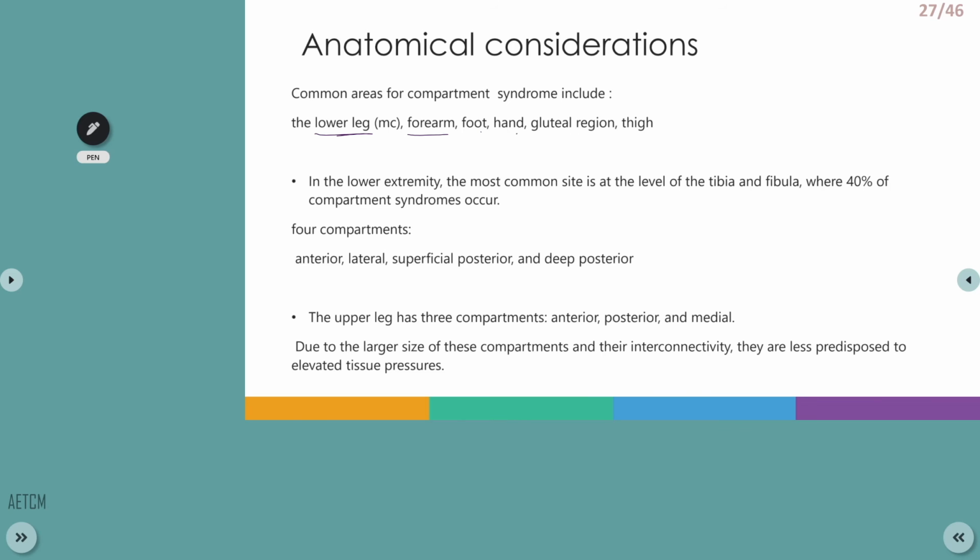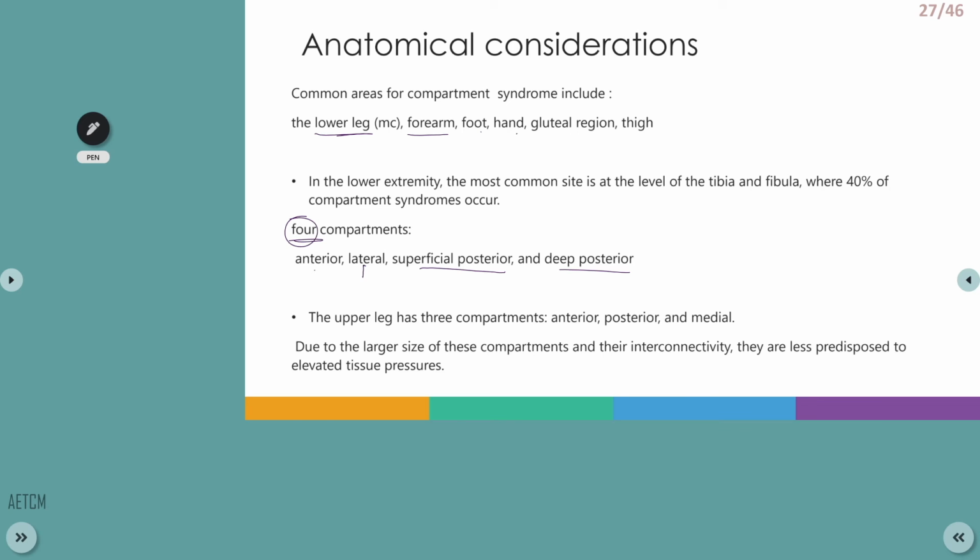In the lower extremity, there are 4 compartments in the leg. There is an anterior compartment, lateral or the peroneal compartment, a superficial posterior compartment and a deep posterior compartment. So 4 compartments are there, so it is prone for compartment syndrome.